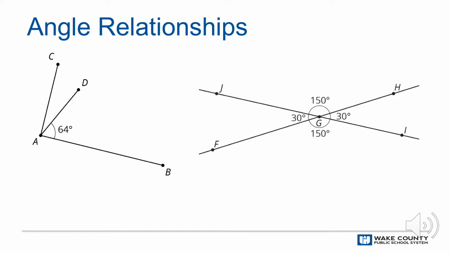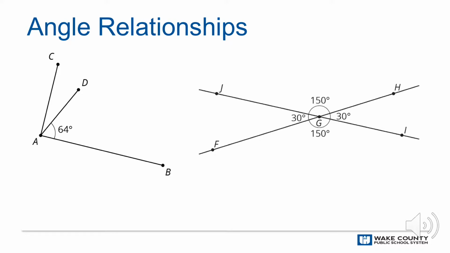Students will be working with some relationships between pairs of angles. If two angles add to 90, then we say they are complementary angles. For example, angle CAD and angle DAB are complementary angles because 64 plus 26 equals 90 degrees.